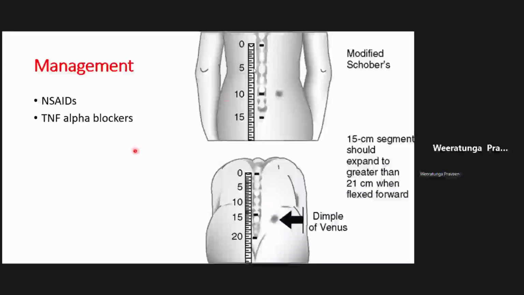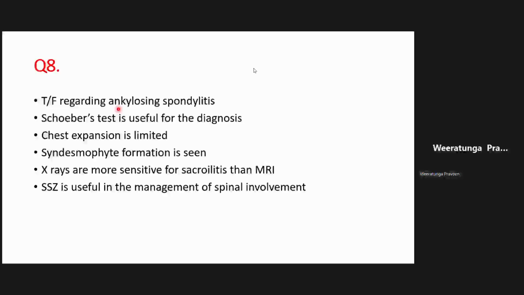And management is with physiotherapy, NSAIDs, and mainly TNF-alpha blocking biologics like infliximab. And you monitor the response to these with tests like the Schober's test, which examines the flexion of the lumbar spine, right? Schober's test. That's a useful way of treatment monitoring, as well as diagnosis.